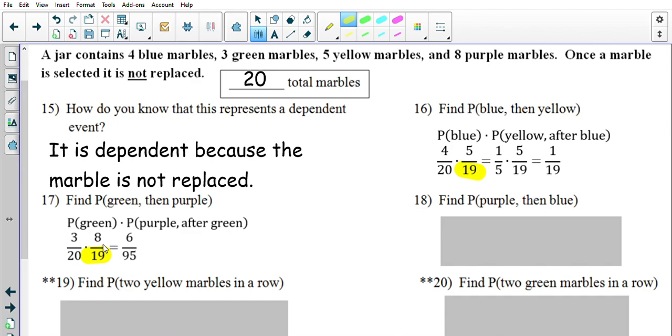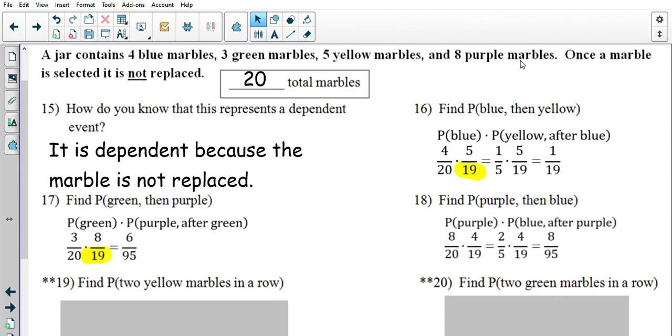Number 18, find the probability of purple, then blue. The probability of selecting a purple marble is going to be 8/20ths. That reduces to 2/5ths. But for the blue, we have 4 blue marbles, but only 19 left because remember we took one out. So we take our 2/5ths times 4/19ths, we will get 8/95ths. Now be really careful with 19 and 20.